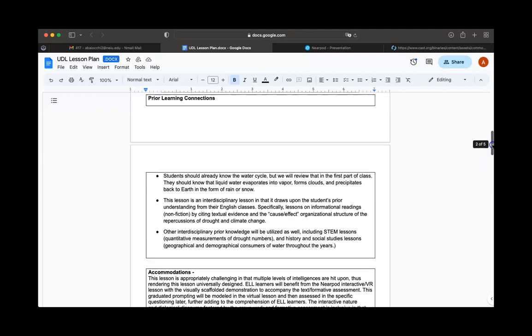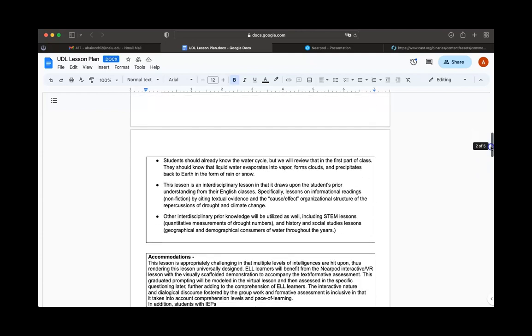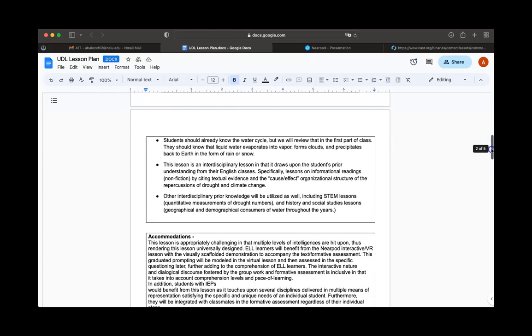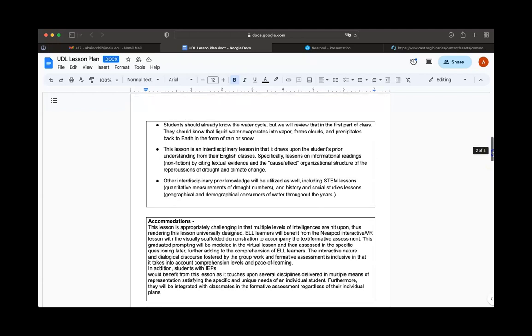Okay, moving on to our prior learning connections. We feel there are several interdisciplinary levels of intelligences hit upon in this lesson. A lot of it is drawing from students' prior understanding from English class, from their STEM classes, and in conjunction with their history classes.